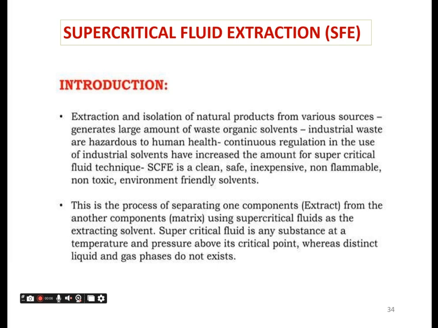So here we discuss pharmacognosy and phytochemistry, and in that, various extraction methods. Supercritical fluid extraction is a modern method of extraction. So why is this extraction method generally investigated?